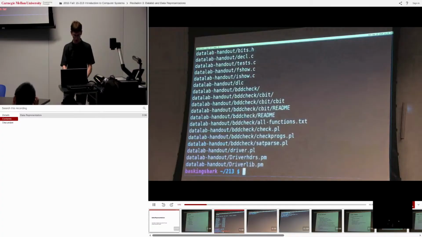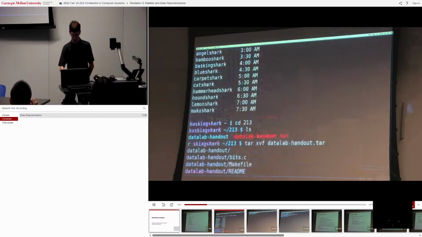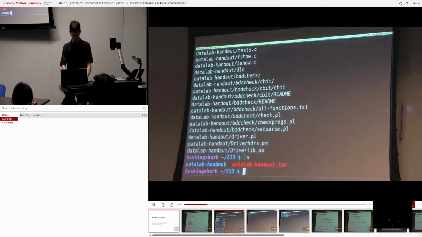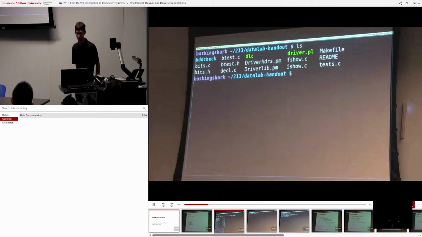And then what you get is it dumps it all into a directory named Data Lab handout. So if you missed the command, that was tar xvf Data Lab handout.tar. That's in the handout. And so what you see is, you go in here, and you get a bunch of files. Some of these won't actually be in here by default because I've already started it. But you get these files in here.